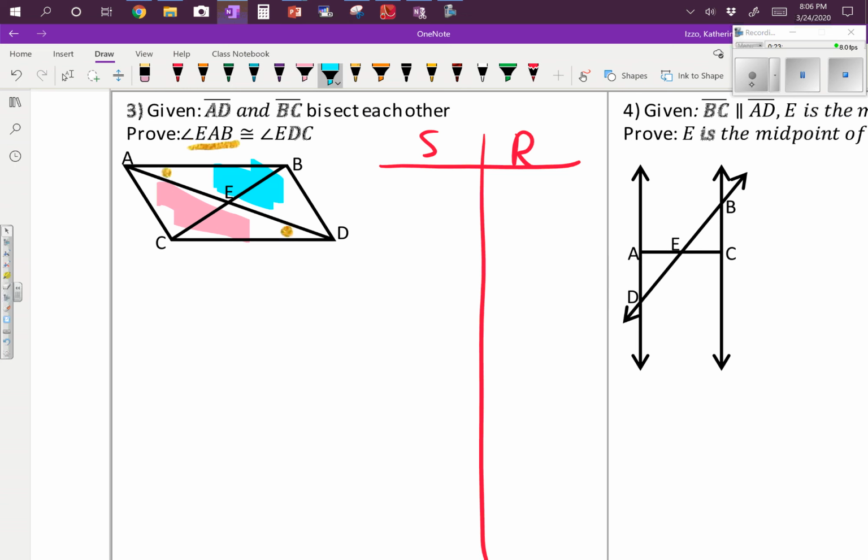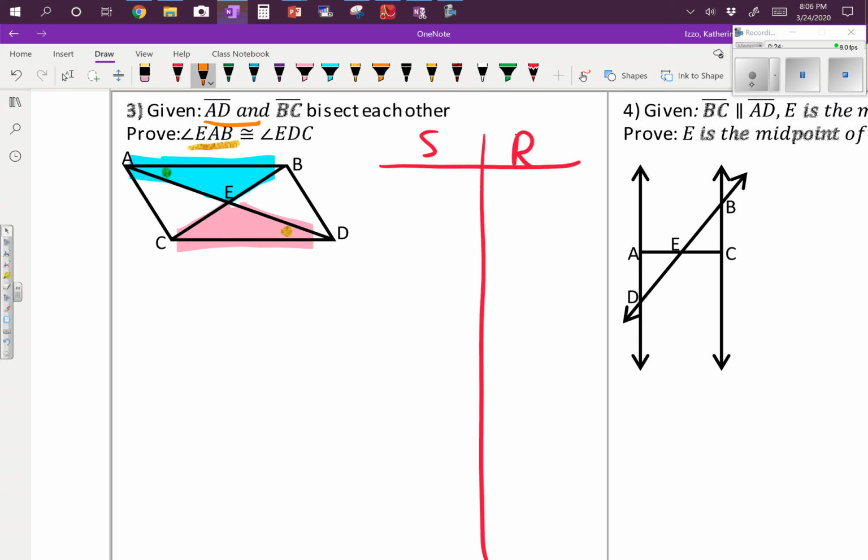Now, in order to prove those two angles are the same, we could be proving that this triangle is congruent to this triangle. That would get us it. Or we could be proving that this triangle is congruent to this triangle. In this case, we want to prove that this triangle down here is congruent to this triangle up here. And the reason why I know that is because of this given.